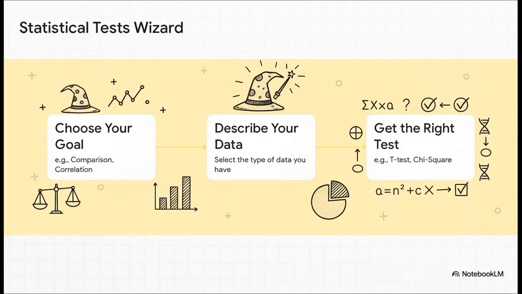And check this out, because this tool is a real game changer, the Statistical Tests Wizard. Choosing the wrong test is such a common mistake, and it can completely invalidate your results. This wizard helps prevent that. You just tell it your goal, like, are you comparing groups or looking for a correlation? Then you describe your data, and boom, it recommends the correct statistical test to use. It simplifies one of the toughest parts of research.